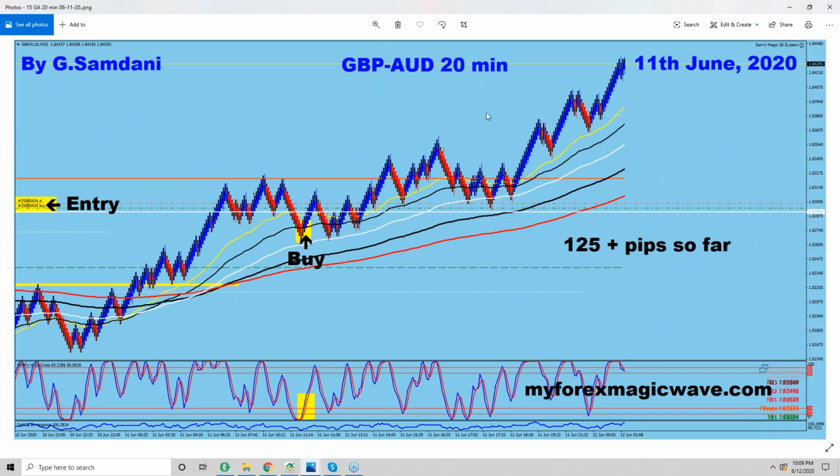And then pound Aussie again, pound Aussie, euro Aussie was just going to the upside, and the yen pairs were going down.